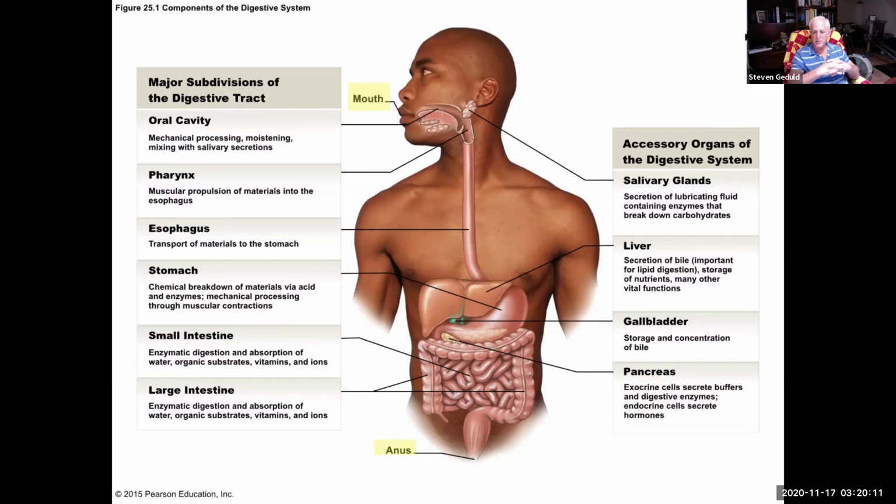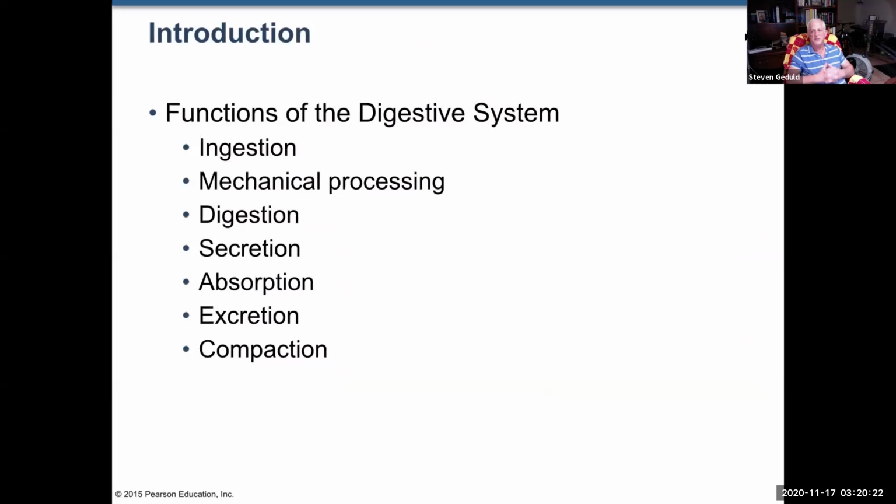Then you have your pancreas, which is an exocrine and endocrine organ. We'll talk about both those functions. Okay, so the functions of your digestive system: ingestion, mechanical processing, digestion, secretion, where we secrete enzymes and different acids, absorption, excretion, and compaction. Those are the functions of the digestive system.